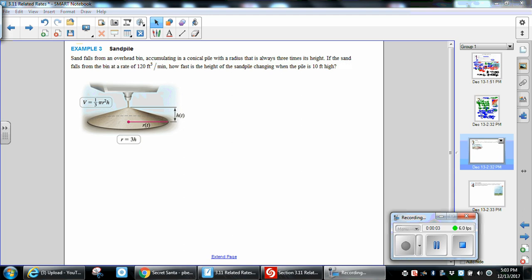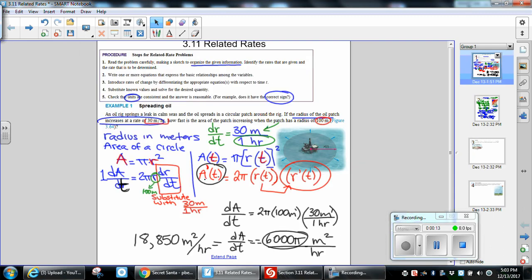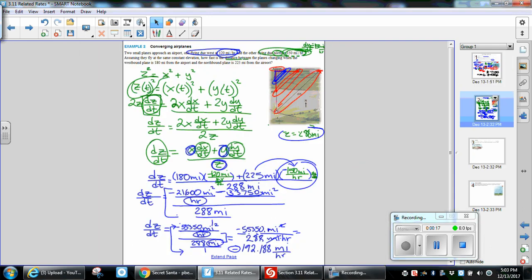This video will cover section 3.11, related rates, and this is the second part of the video. One thing that I forgot to show you when we were solving example 1 and example 2 is the awesome interactives that come with our textbook. So that's what I want to do, just to make a little bit more sense of our problems.